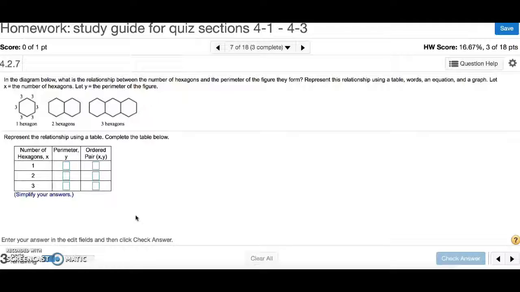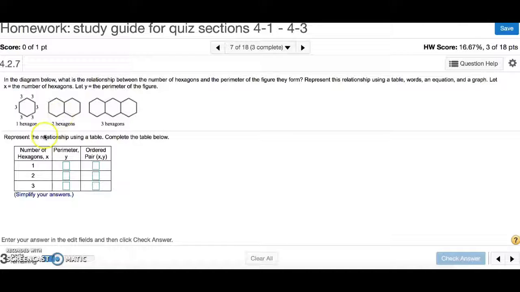In the diagram below, what is the relationship between the number of hexagons and the perimeter of the figure they form? Represent this relationship using a table, words, an equation, and a graph. Let x equal the number of hexagons and y equal the perimeter.